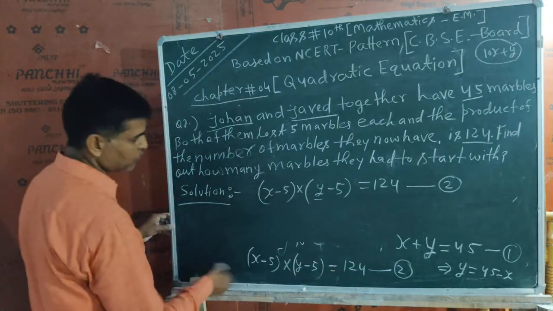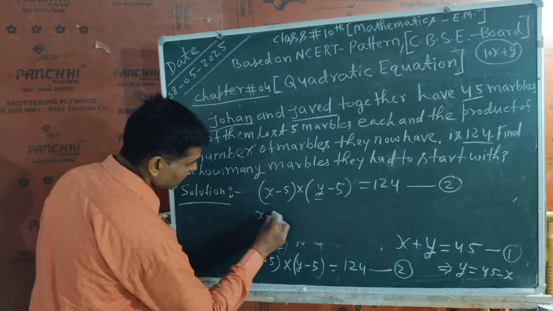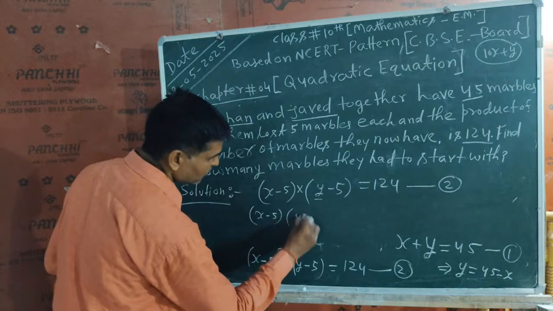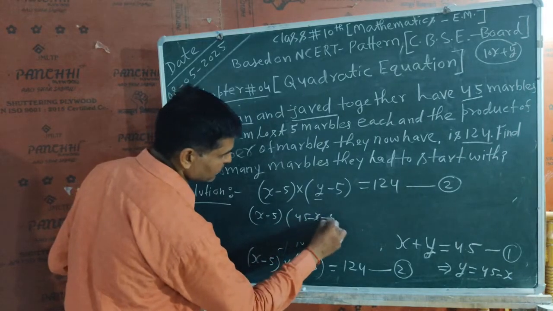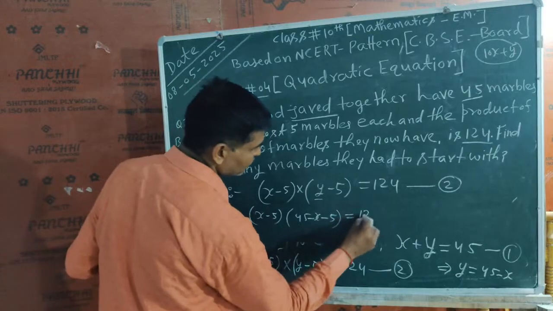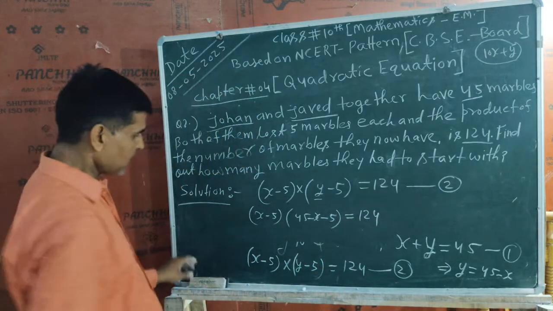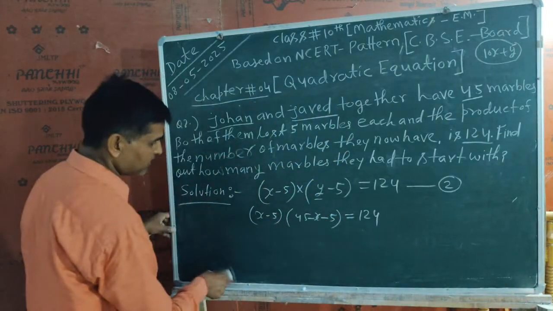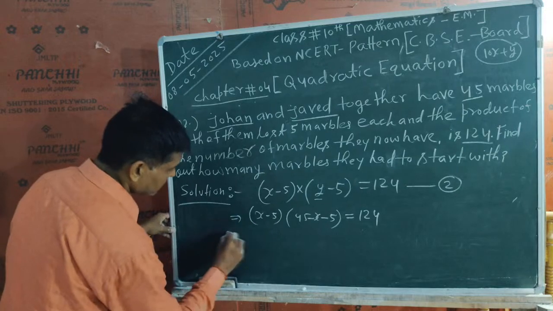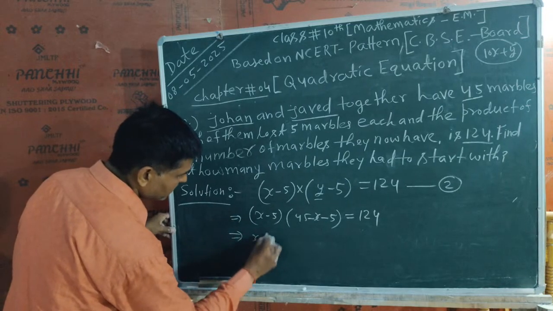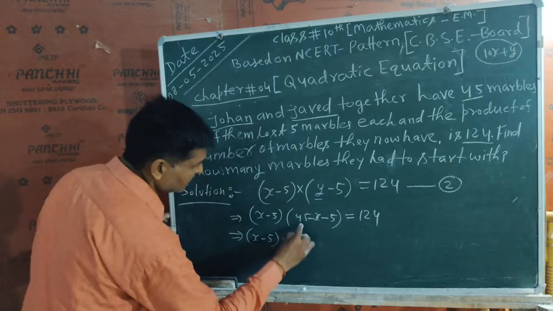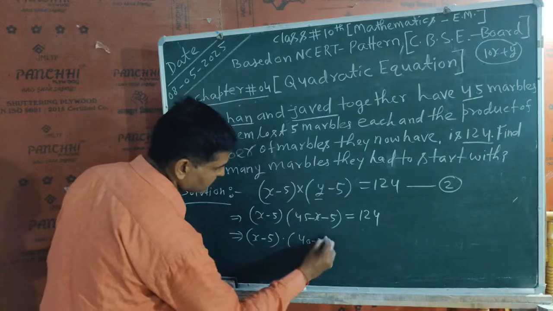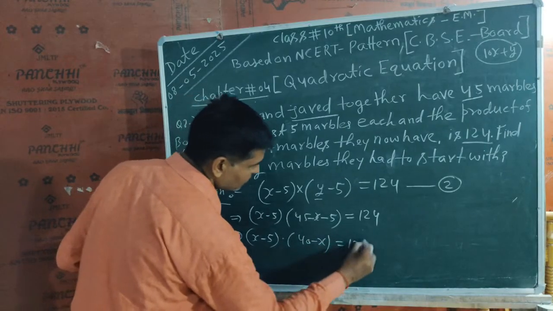After putting the value of x, that is 45 minus x, and minus 5 is available here, so I will write here 124. Further I will simplify it. Here I have to write x minus 5, and here I will write 45. I will subtract 5 from 45, that will give 40 minus x, which is equal to 124.